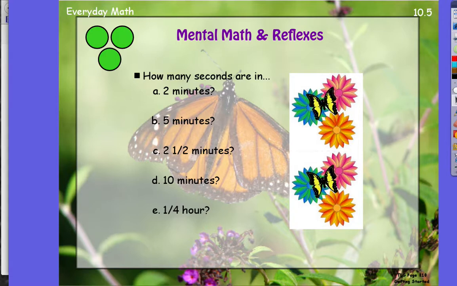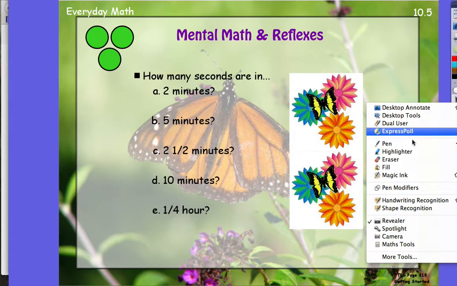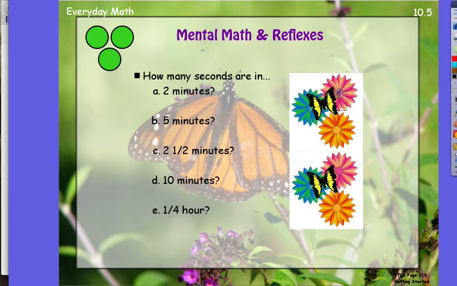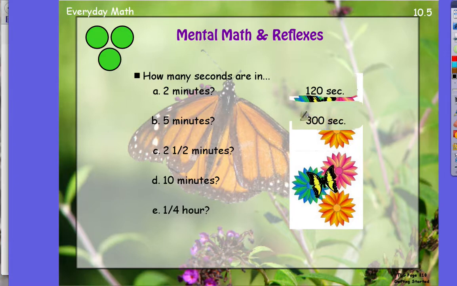How many seconds are there in 2 minutes? If we think about that, there are 60 seconds in 1 minute. There's 120 seconds in 2 minutes. If we're thinking about 5 minutes, 5 times 60, 6 times 5 is 30 plus 0, so 300 seconds.